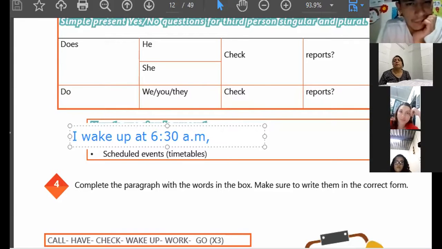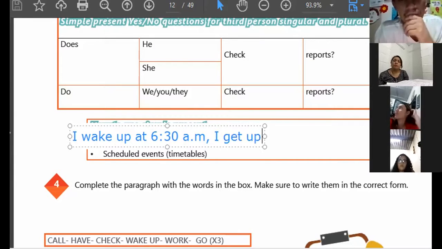And then I take a shower. On the bed? You first have to get up, okay? And then I get up. Yes, you get up. I go to the bathroom to take a shower. Excellent, very good.